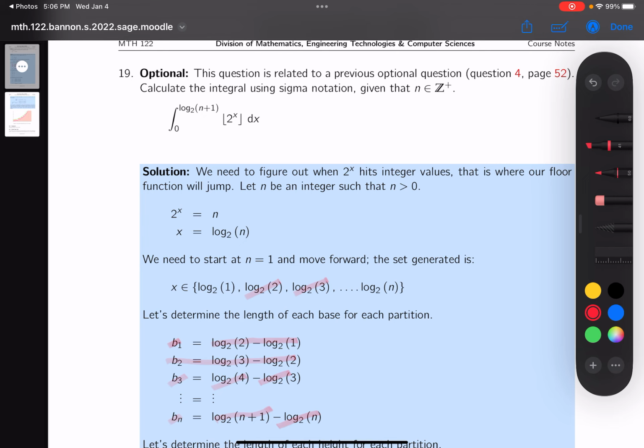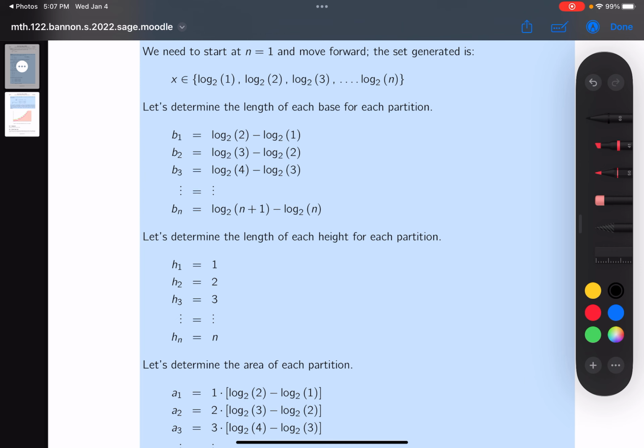The next thing I think about is the height of each of these guys over here. Remember, it keeps jumping from integer to integer. The heights are going to go from 1 to 2 to 3 to 4, and these are the heights. Let's see if we got those written down for you, and we do. So what do I got over here? The heights: 1, 2, 3, up to n.